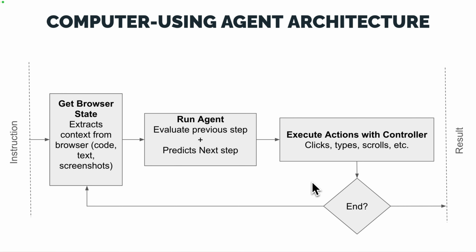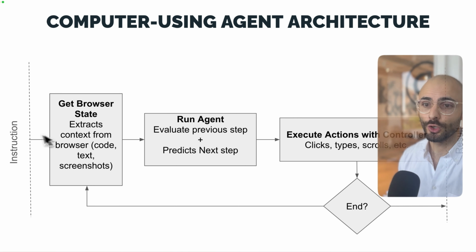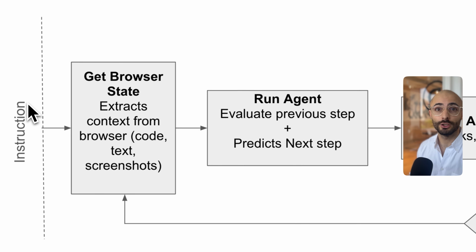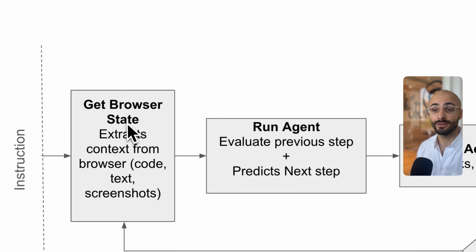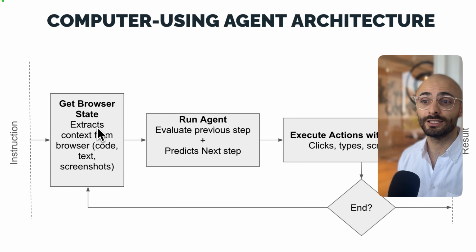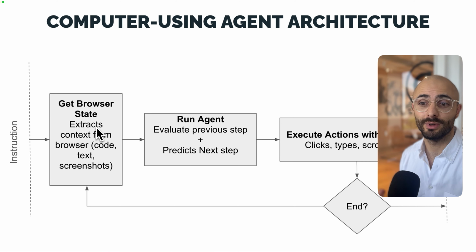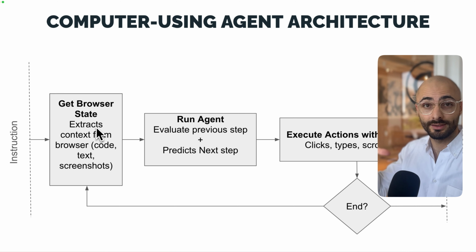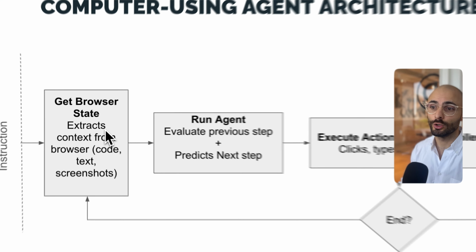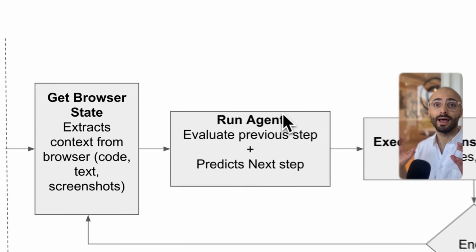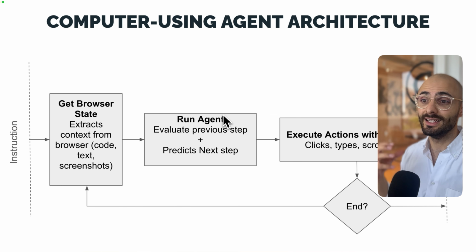So this is the computer using agent architecture. We can see it starts with an instruction. It then gets fed into the get browser state, and this extracts the context from the browser. So basically, it extracts the code, the text that's on that page, as well as a screenshot. Once you've got that context from the browser, it then moves on to run the actual agent. And what happens there is it evaluates the previous step, and it also then predicts the next step.